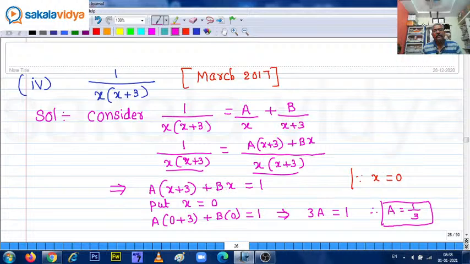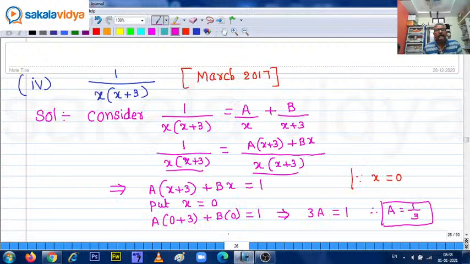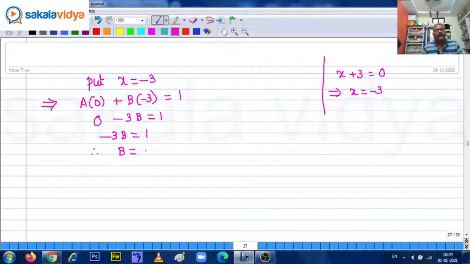Now, in order to get the coefficient b, we need to equate x plus 3 to 0. We need to suppress this factor. So x plus 3 equals 0. What do you get? Yes, you are correct, x is equal to minus 3. Now put x equal to minus 3. Here a times 0 plus b times minus 3 equals 1. So minus 3b equals 1. Therefore b equals 1 upon minus 3, that is minus 1 by 3. So we know the a value and b value.